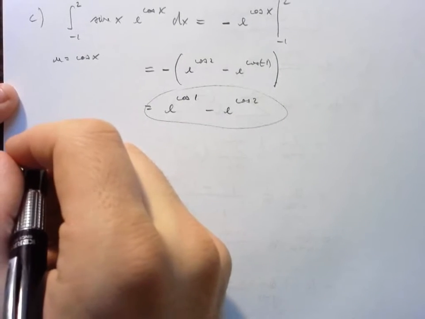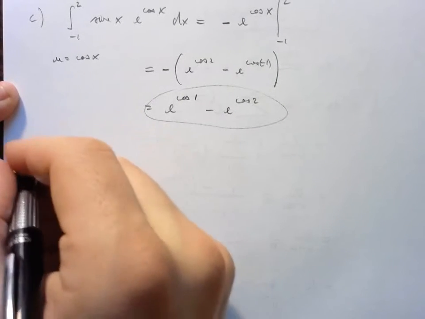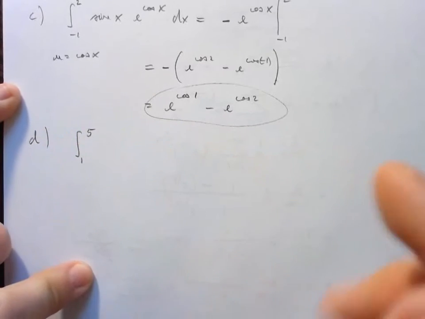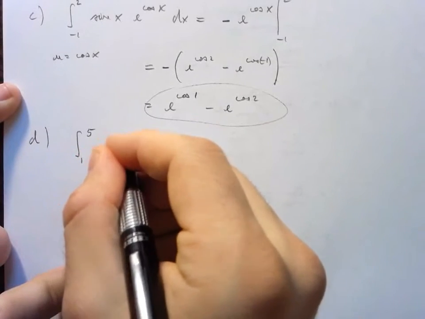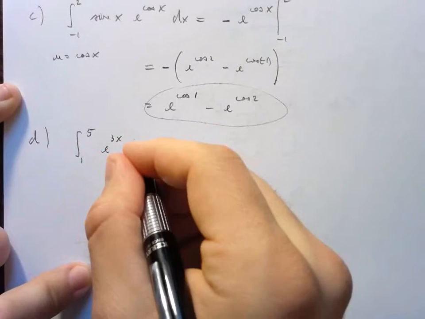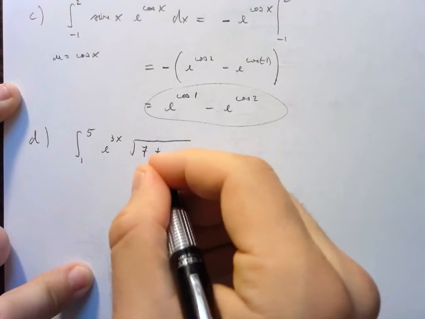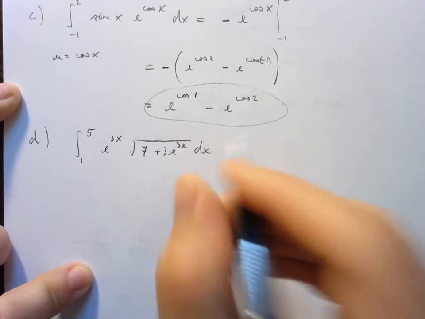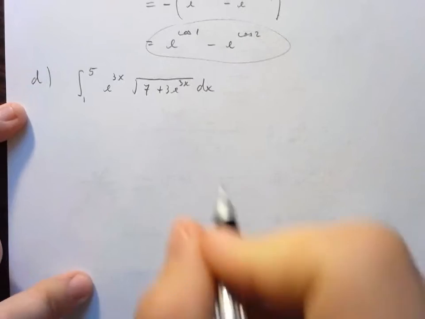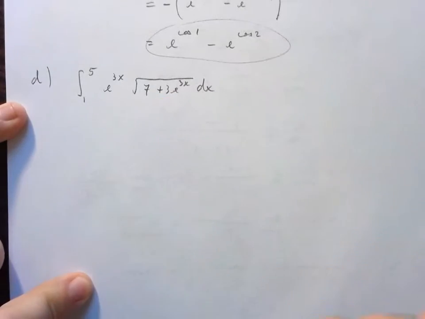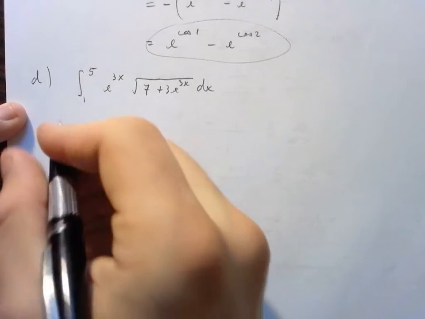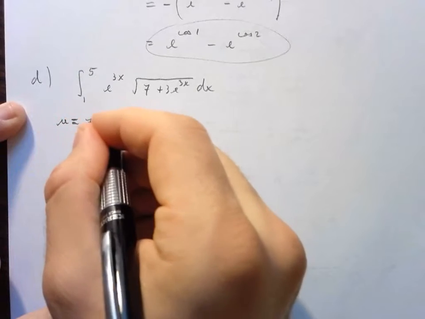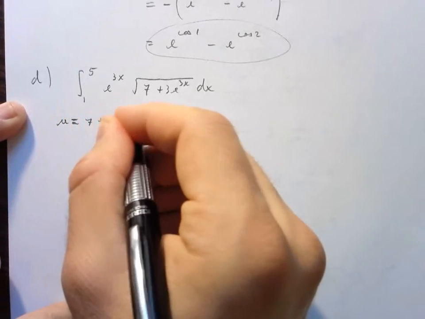Let's also do the last one. What do we have? Part D. This is the integral from 1 to 5 now of e to the 3x square root of 7 plus 3e to the 3x. And this time I'll do it the long way, because there are a few constants that show up when you take the derivative, and I don't want to mess it up. So I want to be careful, and I'll do the substitution. U equals 7 plus 3e to the 3x.